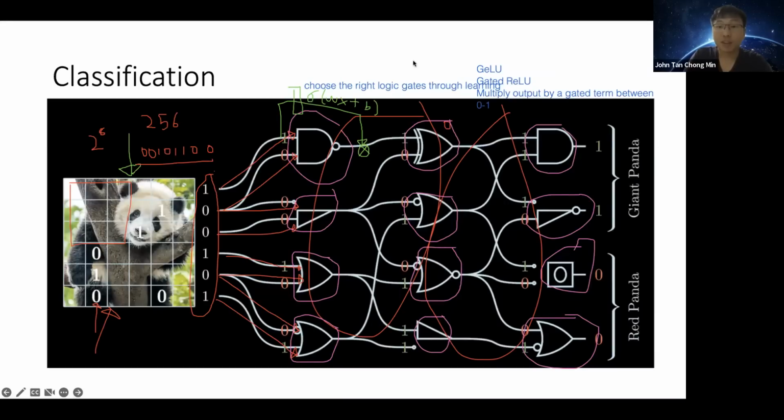Oh yeah, I forgot to talk about the last part, which is how to classify. What they do is they just take the sum of these ones here, and then the majority wins. So if, let's say, giant panda is given a score of 2, and red panda is given a score of 0, the class is called giant panda.